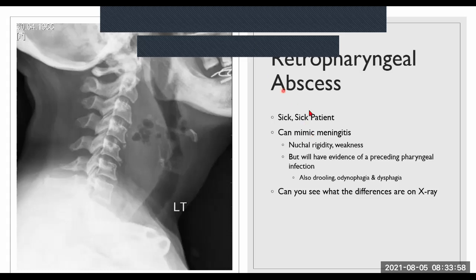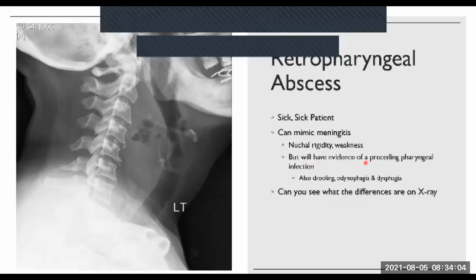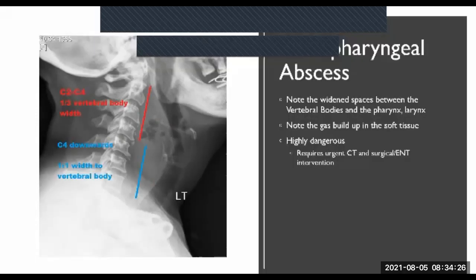So it can mimic meningitis, right? So you get neck rigidity, things like that. And generally there's a preceding pharyngeal infection. So the main thing that you will see is this movement of the entire soft tissue plane forward, because of the collection that's sitting behind. So what are you going to do for this patient when this patient comes in? How are you going to treat this? Please don't say adrenaline nebs.